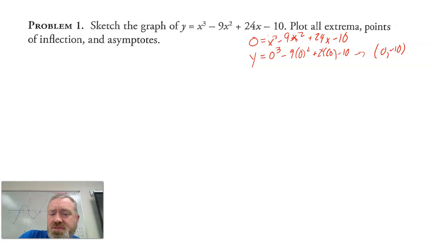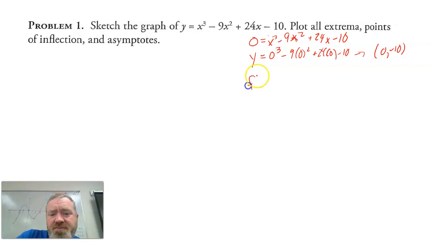Look for asymptotes. Doesn't look like there are any asymptotes in here. We don't have any value over a denominator that will become undefined. We could check end behavior, though. I guess we do that towards the end, so we'll do that then. So let's go on to the first derivative.